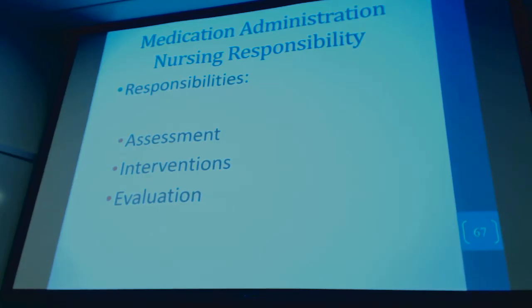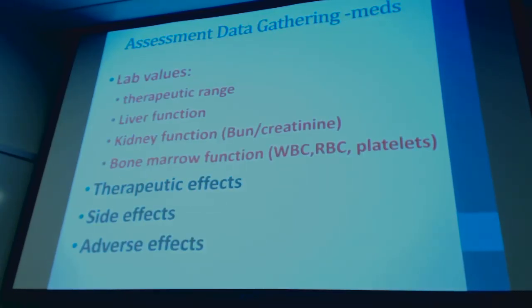Okay, so what is your responsibility when giving medications? You have to assess, you have to intervene, and you have to evaluate. So when you're gathering assessment data about how that chemical is acting in the body, you will look at all of these things. If the drug has a therapeutic range, what's the lab test that tells you what that patient's number was? What about liver function tests? What about renal function tests? All of that will be available to you. What about the bone marrow? How well is the patient producing red blood cells, white blood cells, and platelets?